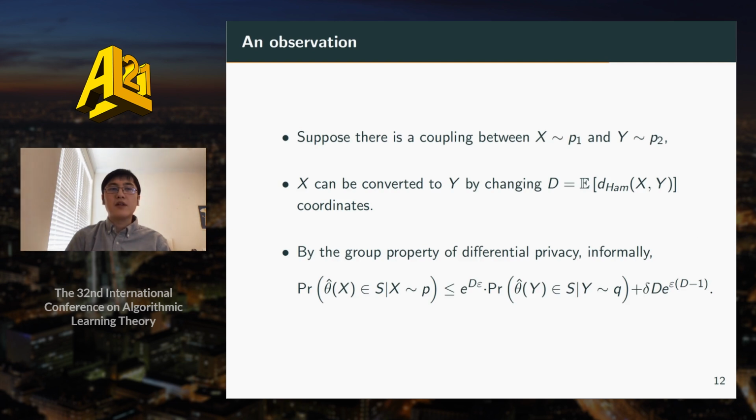All the tools are based on the same observation. Suppose there exists some coupling between x and y, where x are some samples from distribution P1 and y are some samples from distribution P2. We suppose there is some coupling between P1 and P2, which means that, generally speaking, x can be converted to y by changing d coordinates. Here, d is the coupling distance between P1 and P2, and is defined as the expected Hamming distance between x and y. Finally, by the group property of differential privacy, informally speaking, we can build a connection between the probability of theta hat x in S and the probability of theta hat y in S.